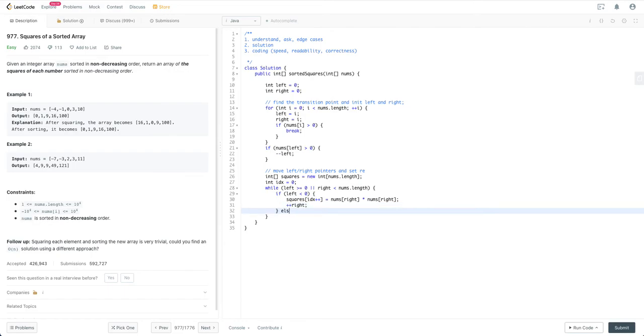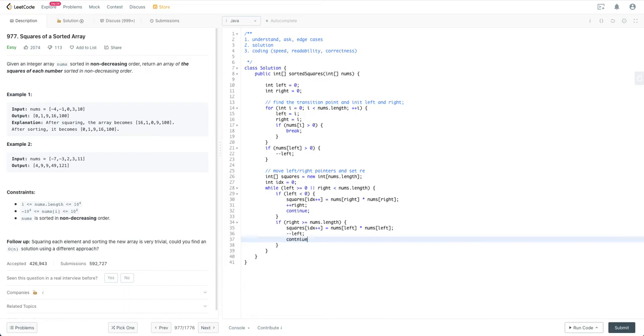Sure. So else if, and then we just need to continue here. If the right is already at the end, so if right is larger or equal to nums.length, then we are going to say squares idx plus plus is equal to nums left times nums left, then minus the left, and then we are going to continue. So otherwise we need to do the comparison.